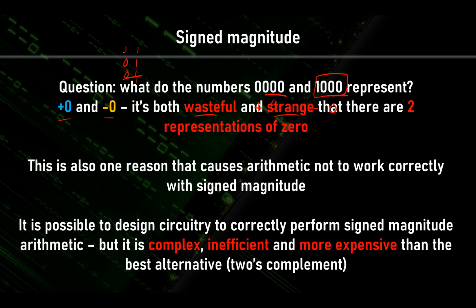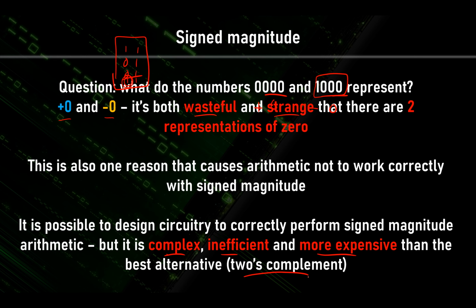So in this case, when we do this, 1 plus 0 plus 0, this is now going to become 1. So effectively what's happened is our two positive numbers that we've added have now got a negative sign. Again, technically it is possible to design circuitry to perform sign magnitude arithmetic, but because there's two representations of zero, and because we also have these weird edge cases, the circuitry is going to be complex, inefficient, and also more expensive, because we just need more logic gates in order to correctly perform this.